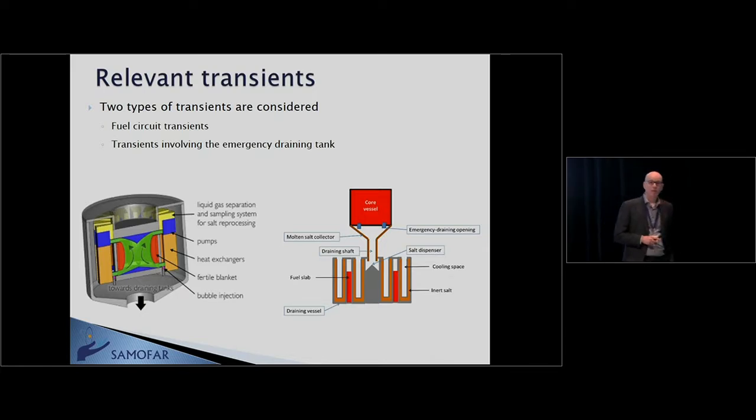So about relevant transients, we looked at 2 different classes of transients. The first class involves the fuel circuit, so let's say the reactor core itself, and the second class is related to the emergency draining system. For the first, you could think of loss of heat sink, loss of flow, reactivity insertion, and those kinds of things. For the second, it's the draining process of the salt from the core to the tank itself, but also the removal of the decay heat.